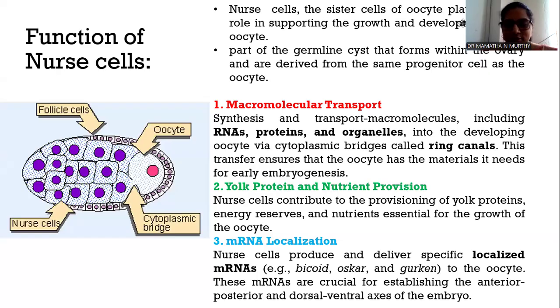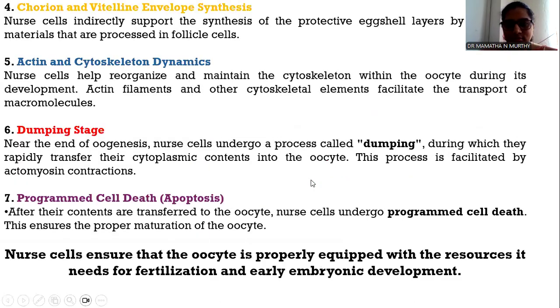This mRNA is crucial for establishing the anterior-posterior and dorsal-ventral axes of the embryo in later development. Apart from that, they are also involved in chorion and vitelline envelope synthesis. For example, nurse cells indirectly support the synthesis of the protective eggshell layer by producing materials that are processed in the follicular cells.